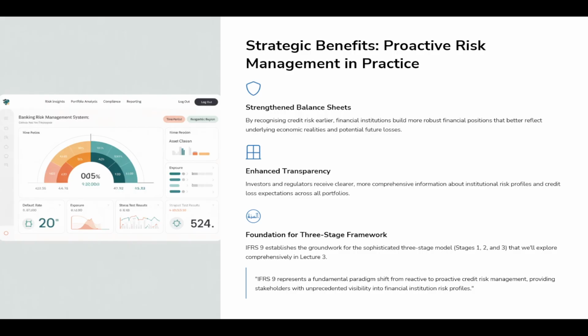First, it strengthens balance sheets by ensuring credit losses are recognized earlier. Second, it improves transparency for investors and regulators. And finally, it lays the foundation for the three-stage model of credit impairment, which we'll explore in later lectures.